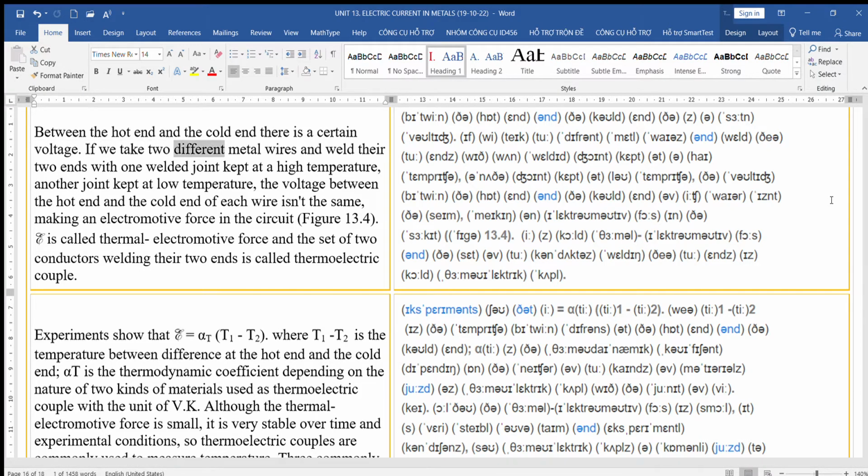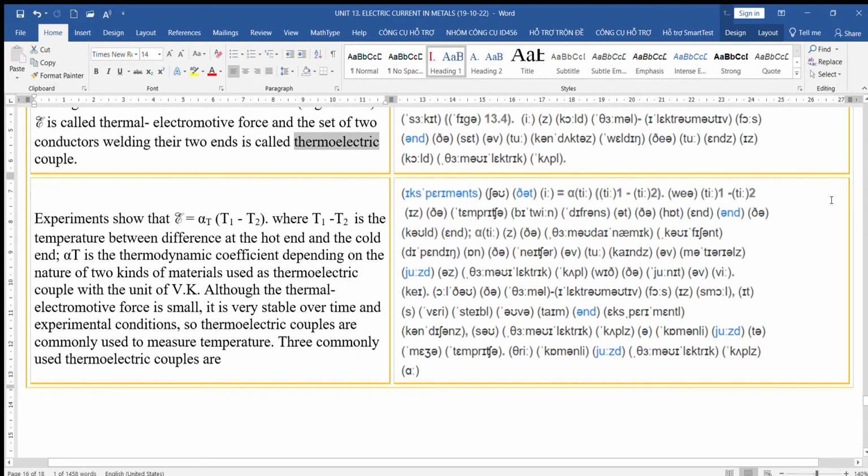If we take two different metal wires and weld their two ends, with one welded joint kept at a high temperature and the other joint kept at a low temperature, the voltage between the hot end and the cold end of each wire isn't the same, making an electromotive force in the circuit. Figure 13.4. E is called thermal electromotive force, and the set of two conductors welded at their two ends is called a thermoelectric couple.